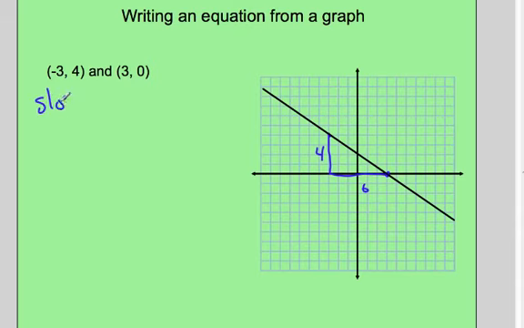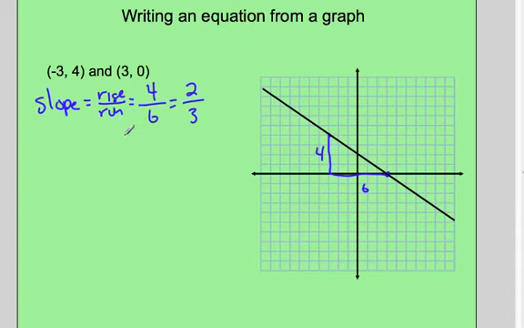So my slope is equal to the rise over the run. And in this case, the rise was 4 and the run was 6. Simplify it, divide both top and the bottom by 2, and I get 2/3. 2/3. All right.